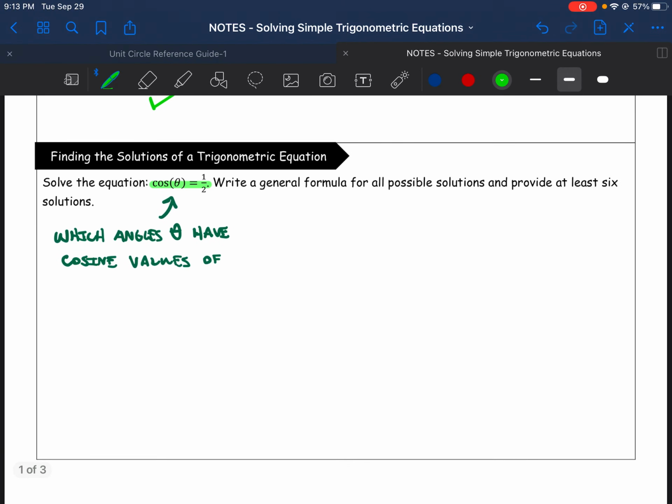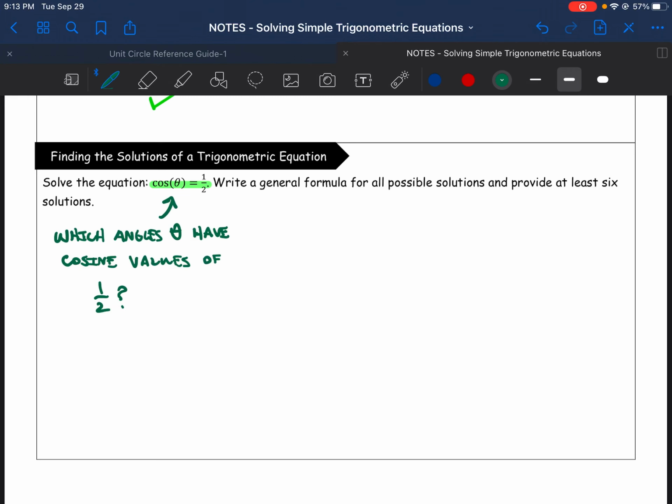So next, let's consider the equation cosine of theta equals 1/2. And we want to write a general formula for all possible solutions and provide at least 6 solutions. And remember that cosine of theta equals 1/2. We're looking for which angles theta have cosine values of 1/2.